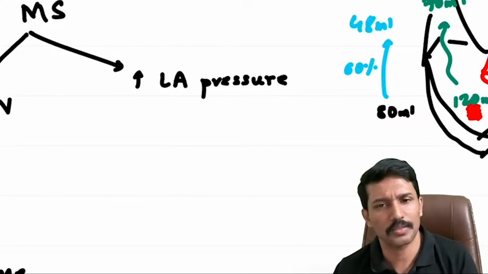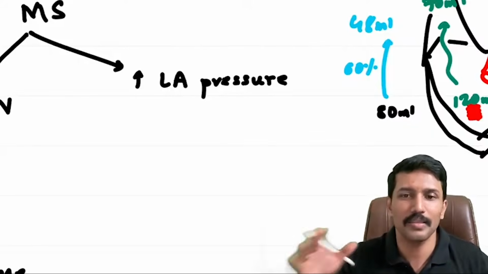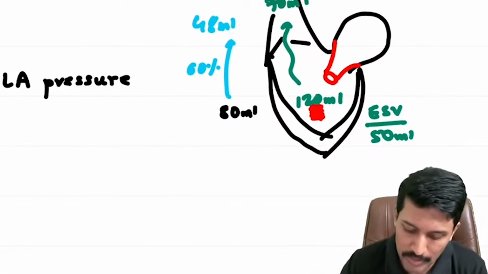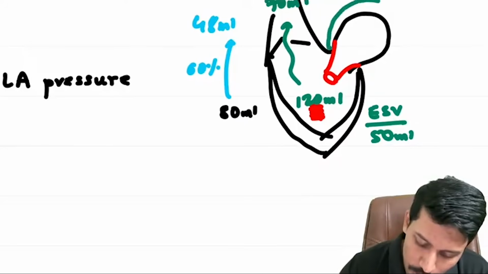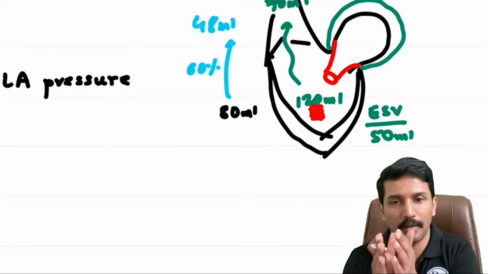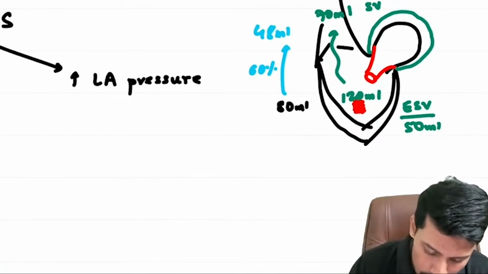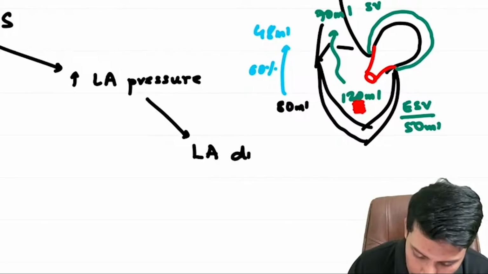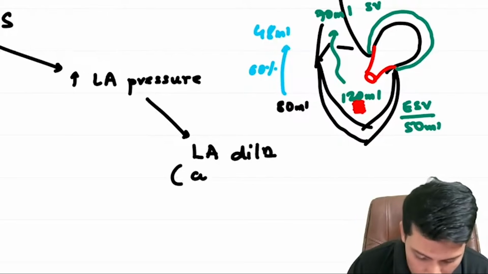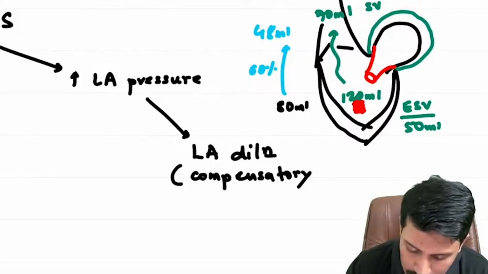Only one solution is there, Boyle's law. What Boyle's law says is, if you want to bring down the pressure, you have to increase the volume. So to compensate for this increasing pressure, to make sure that it does not affect the heart, the left atrium dilates. So increasing left atrial pressure results in left atrial dilatation. This is also called compensatory dilatation because it is trying to compensate for the increasing pressure.